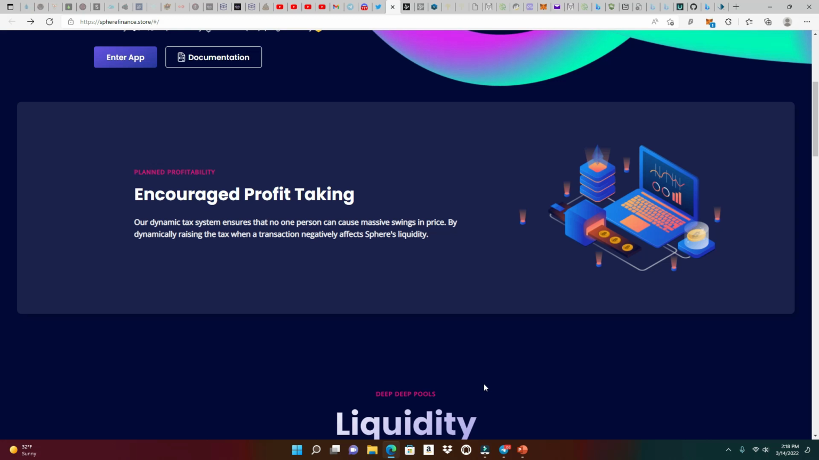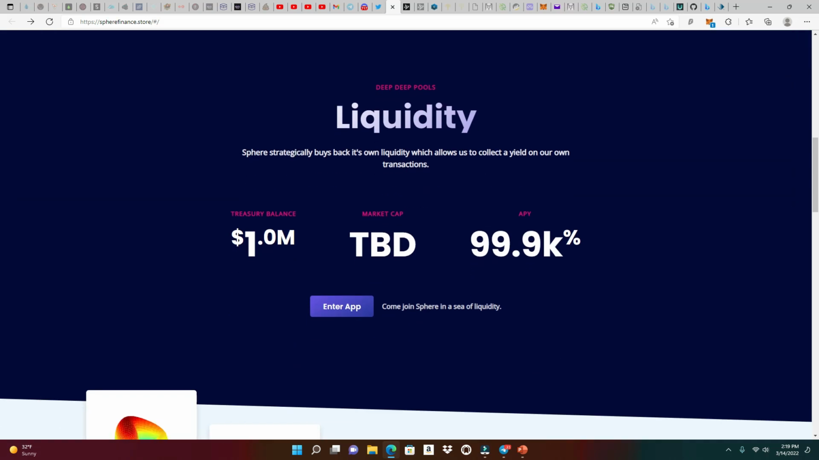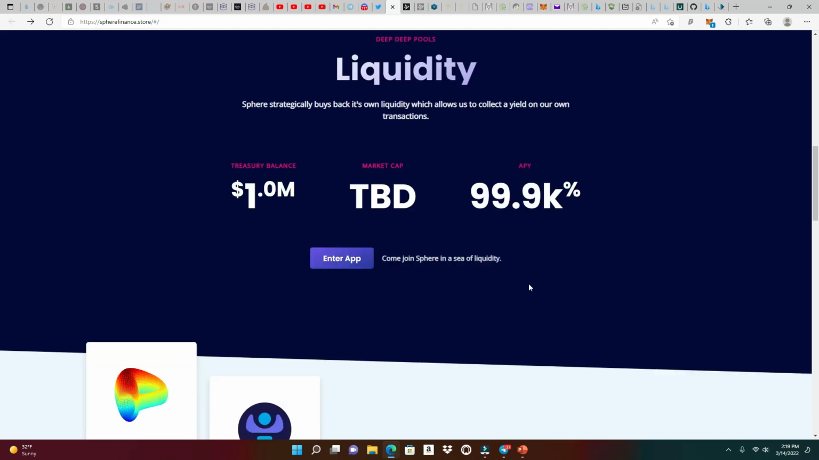So they want to encourage profit taking, guys. Our dynamic tax system ensures that no one person can cause massive swings in the price. So they're going to be dramatically raising the tax when a transaction negatively affects Spear's liquidity. So basically, depending on how many tokens you're selling, they might be raising the tax from 5% to 10% to 20%, 30, even to 50%, as I've seen in the white paper. So you gotta keep that in mind. And of course, they're going to be doing strategic buybacks in their own liquidity, which allows us to collect a yield on our own transactions. So good job for the buybacks as well.